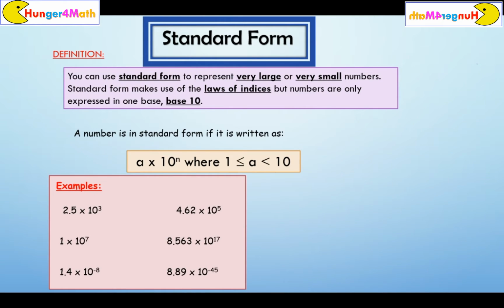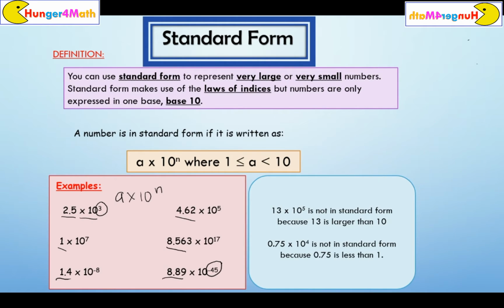Here are some examples of standard form, wherein they are in the form of a times 10 to the power of n. And the value of a here is less than 10 but greater than or equal to 1. It is also in the form of times 10 with a power. It could be a positive or a negative index.